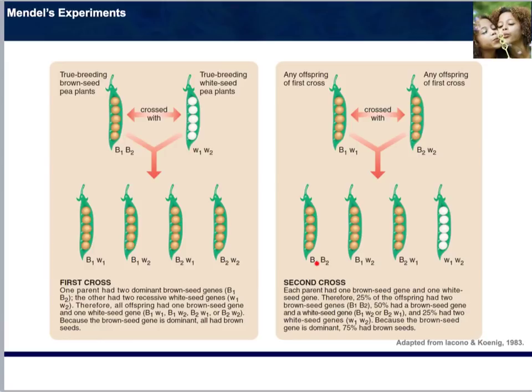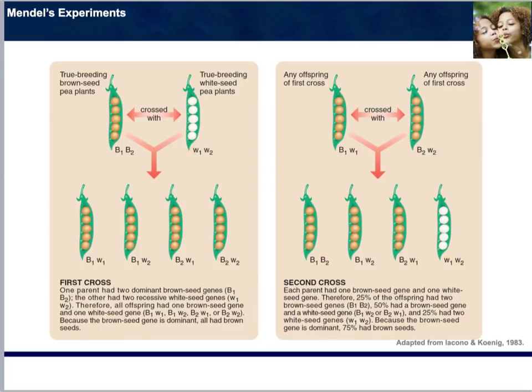Here, the first one you see that has brown color seeds is made up of two dominant traits, brown and brown. The second one that also has brown color seeds is made up of one dominant brown trait and one recessive white. The third that has brown seeds also has a dominant brown and a recessive white. And then the one that ends up with the white color has two recessive traits.